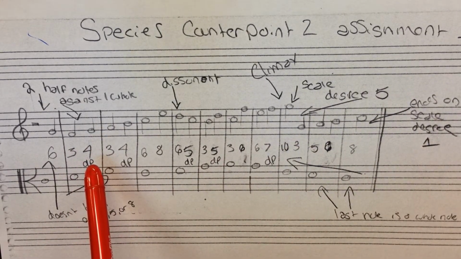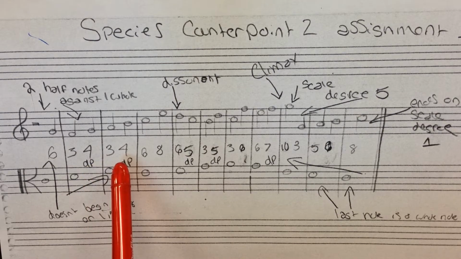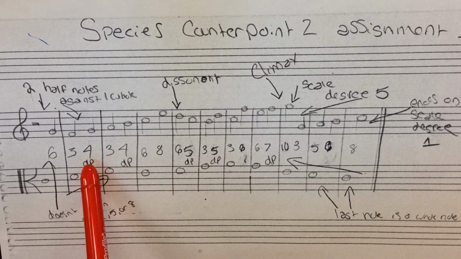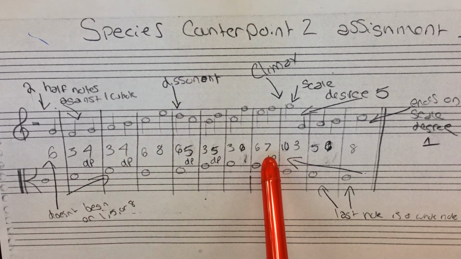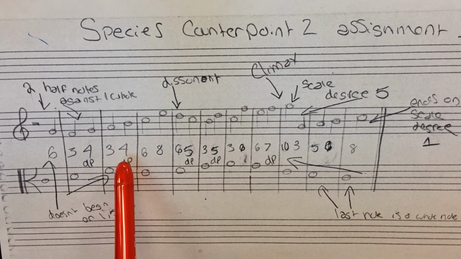Species Counterpoint 2 requires that you can now use the dissonant passing tone, which would be a 2, a 4, or a 7 on weak beats only. A 9 is also synonymous with 2. So here's the use of 4s on weak beats. Here's the use of the 7th on a weak beat. So very good in the way that she uses this dissonant passing tone.